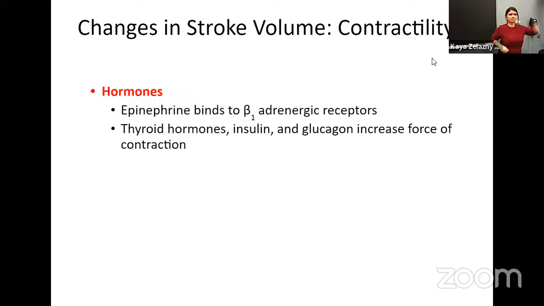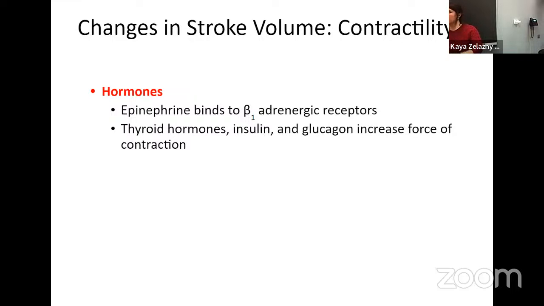For hormones, epinephrine still works like the sympathetic nervous system does because they share those receptors essentially. Those receptors are responsive to both norepinephrine and epinephrine, although they do sometimes have preferences for which they prefer. So that epinephrine is still binding to our beta-1 adrenergic receptors. Other hormones also increase the force of contraction. So essentially, we're really focused on increases here a lot with our stroke volume.